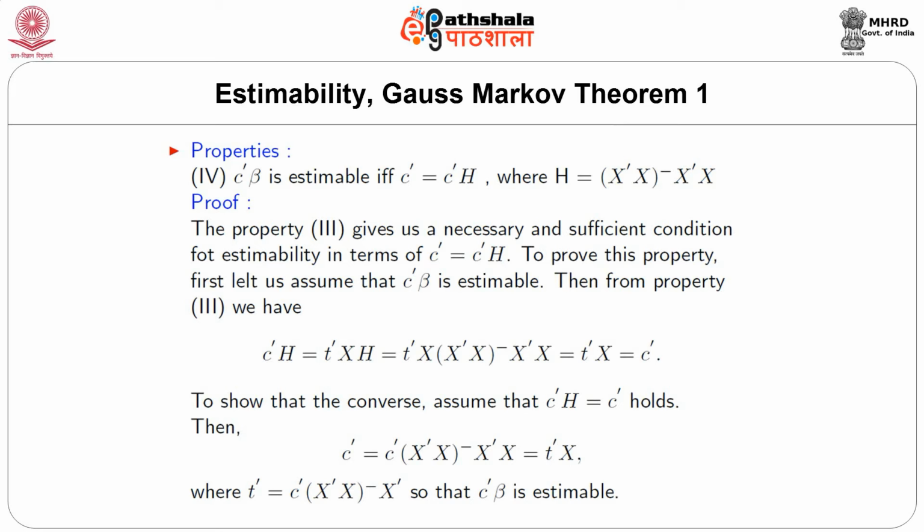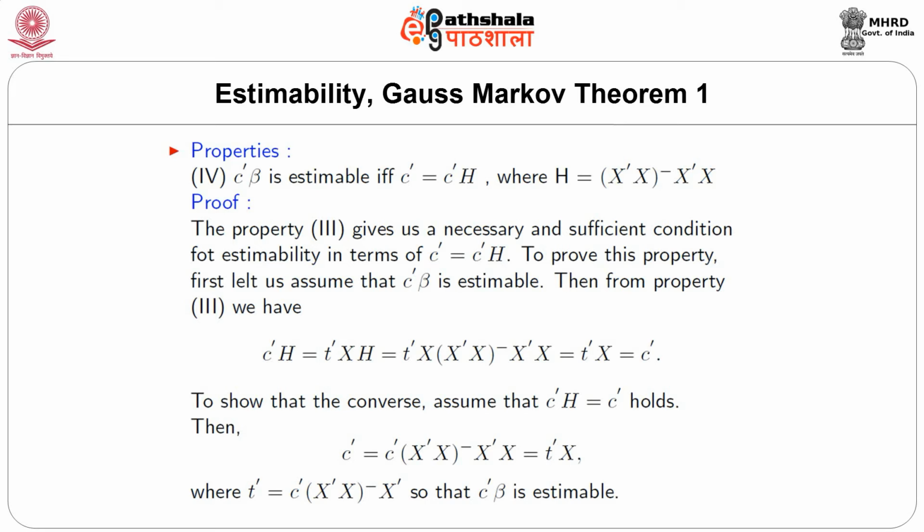Then C transpose H equals T transpose XH, which is equal to T transpose X times, inserting the expression for H, X transpose X G inverse X transpose X, equal to T transpose X, because we know from the property of G inverses that the complicated expression involving X boils down to just X. Now T transpose X equals C transpose.